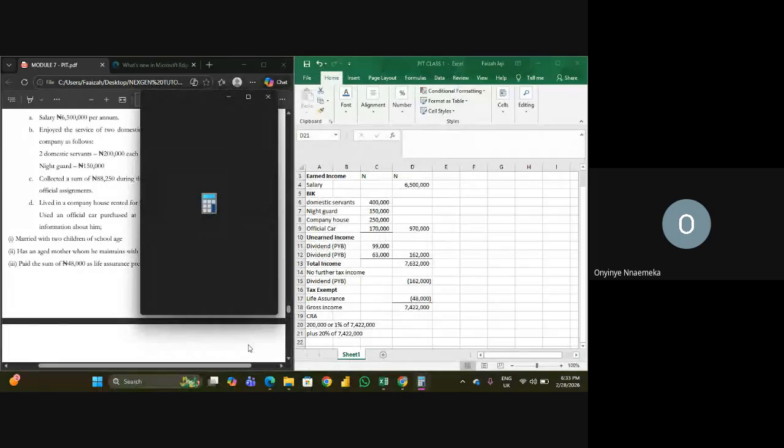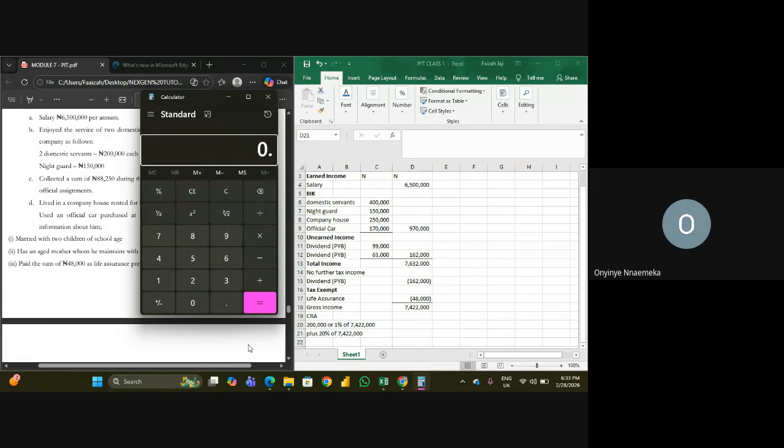So now let's check. 1%, 0.01 multiplied by 7,422,123, gives 74,220, which means that we are going to be choosing 200,000. Let me write it. The area of... So now because 200,000 is higher, we'll choose 200,000, right?